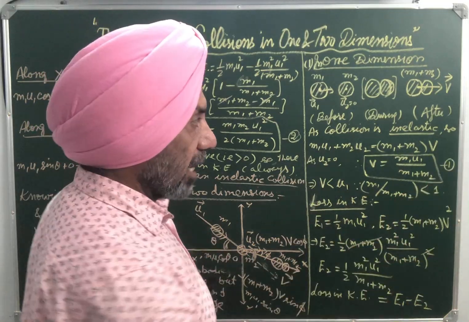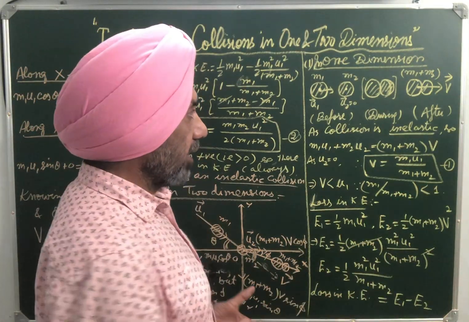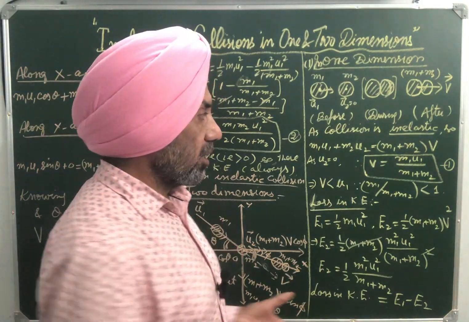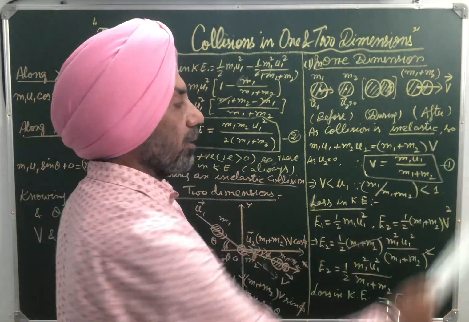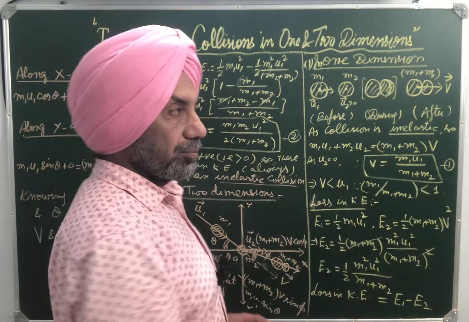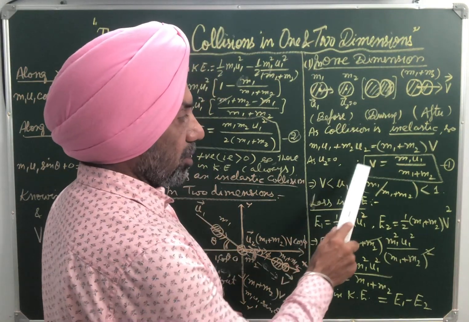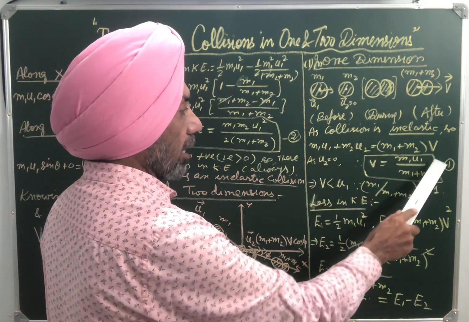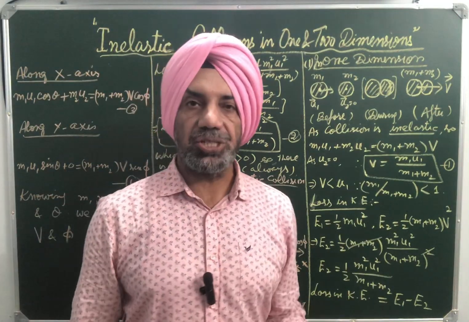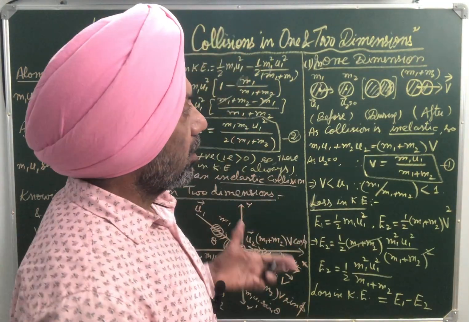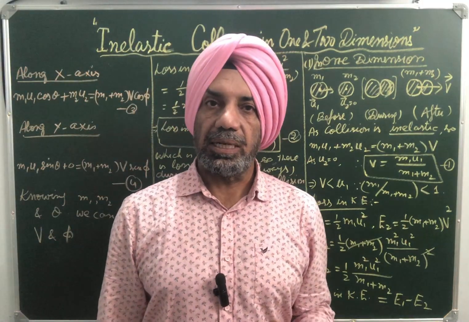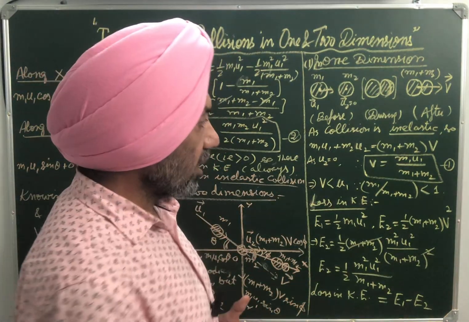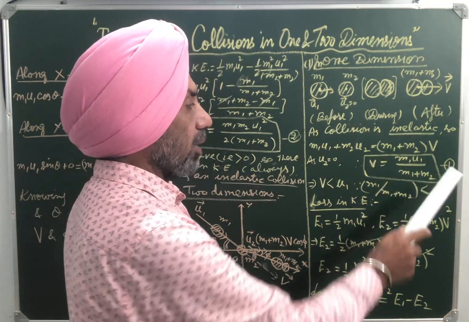As the collision is inelastic, only the law of conservation of momentum is valid. So m1 u1 plus m2 u2, the total momentum before collision, is equal to m1 plus m2 into v. As u2 is equal to 0, the second body is at rest. So v will be equal to m1 u1 upon m1 plus m2. This gives the velocity of combination during one dimensional inelastic collision, that is when two bodies stick to one another after collision. So v is given by m1 u1 upon m1 plus m2.